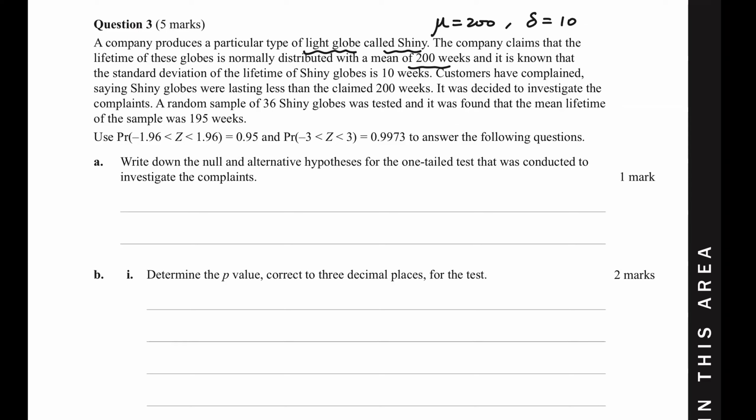Customers have complained saying Shiny globes were lasting less than the claimed 200 weeks. It was decided to investigate the complaints. A random sample of 36 Shiny globes was tested, and it was found that the mean lifetime was 195 weeks. So n equals 36, and x bar equals 195. Use the probability that Z is between plus or minus 1.96 equals 0.95, and between plus or minus 3 is 0.9973, to answer the following questions.